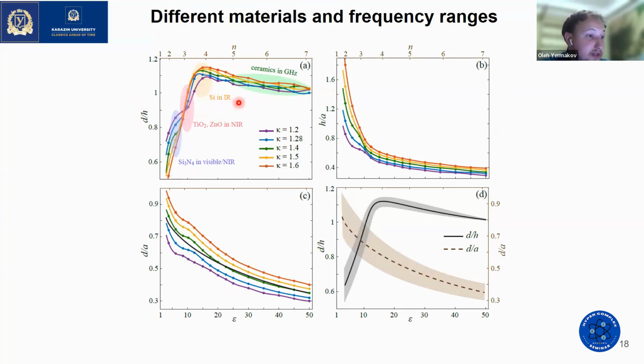And to do it, two main criteria must be fulfilled. First, we should have the weak dispersion of material and low absorption losses. If it works, you can use these approximate designs to find the polarization degenerate designs in gigahertz with ceramics, silicon in infrared, and many other materials in near infrared.